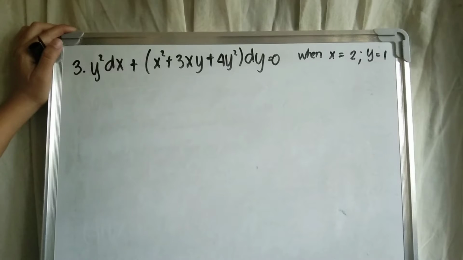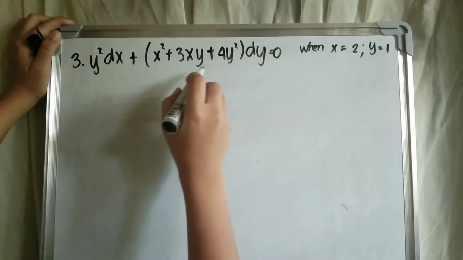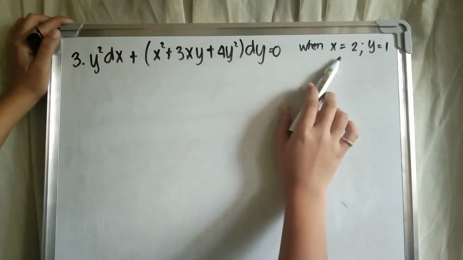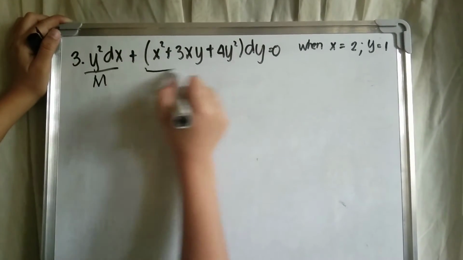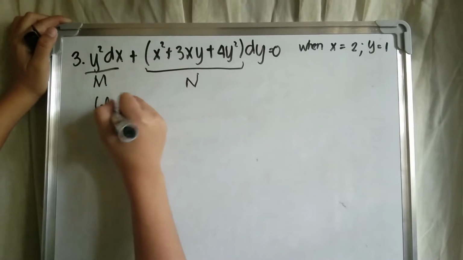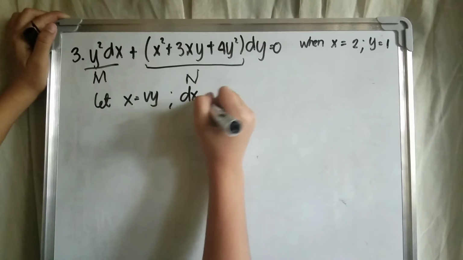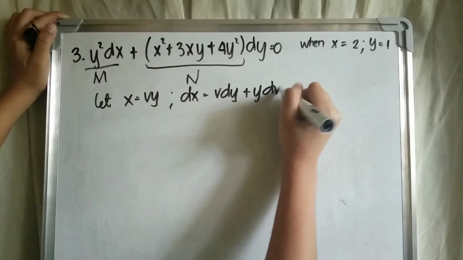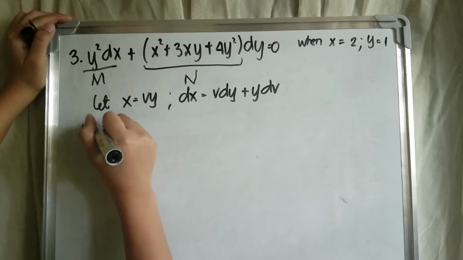So we are now in our third example. y squared dx plus x squared plus 3xy plus 4y squared times dy equals 0 when x equals 2 and y equals 1. This will be our m and our n. Since our m is simpler, then we let x equal v times y, dx equals v dy plus y dv. Substitute the value of x, y squared.